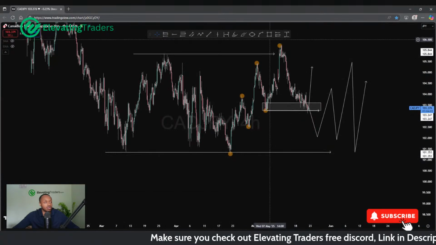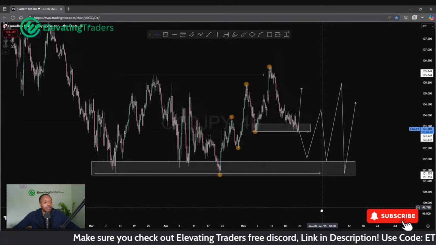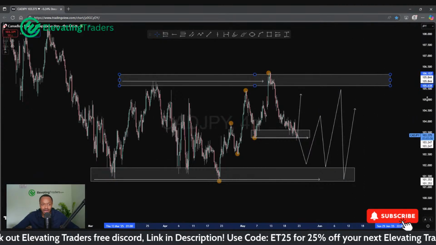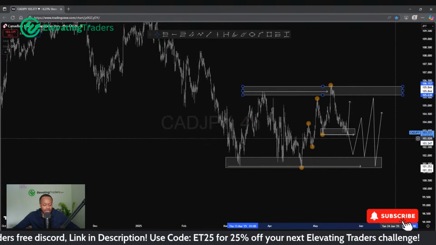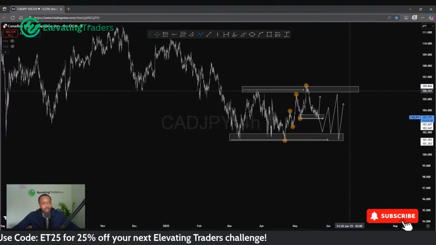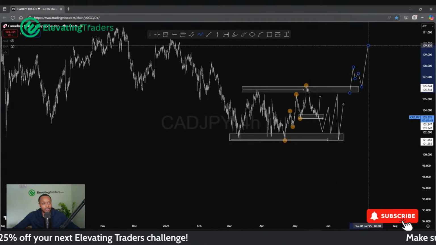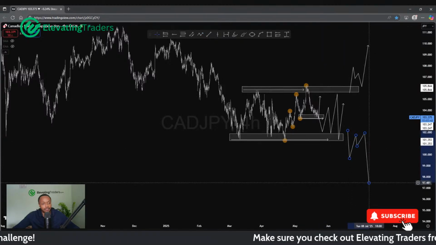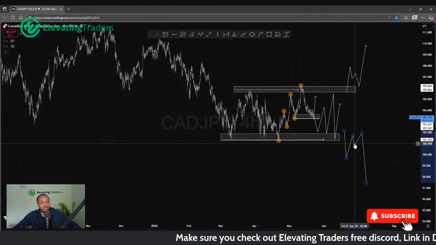And until we break support well or break resistance well, I won't be interested in any setup there for CAD yen. The next clear setup I take would be if price can break structure here and pull back, or break structure to the downside and pull back. That's the only way I see opportunities here for CAD yen.